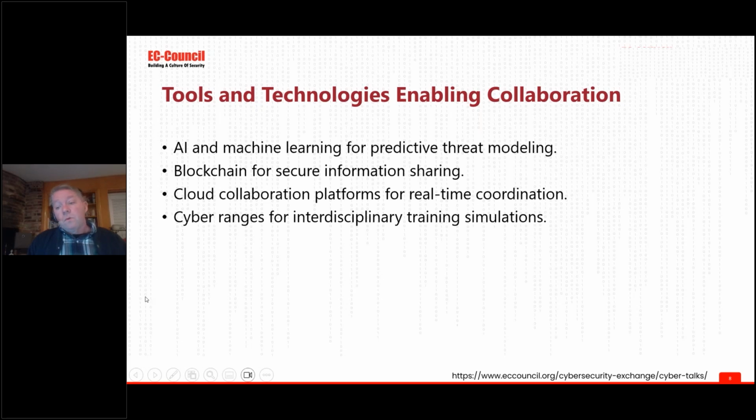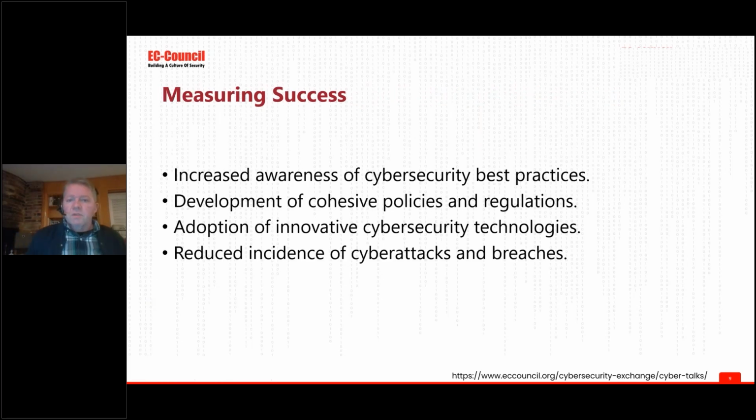So tools and technologies is a very important thing. And so, as I said before, we need to be concerned with things like the threat intelligence and so on and so forth. It's very critical to make sure. And this measuring success, this is where it leads into this.